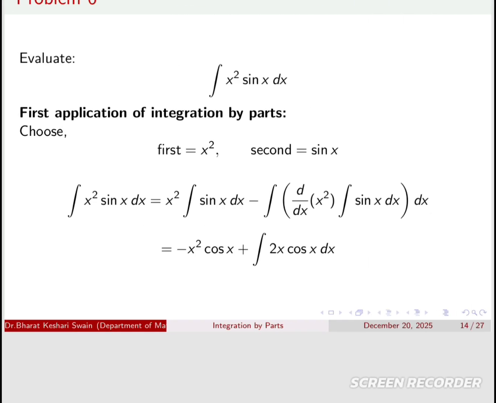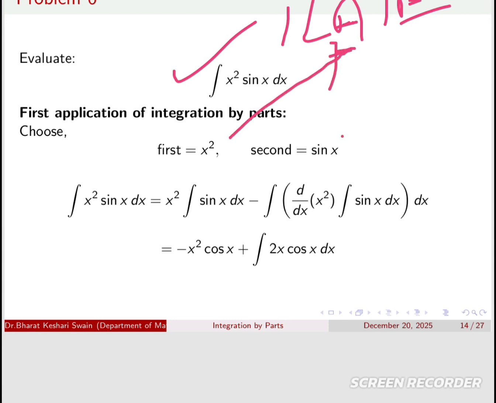Next, another example is problem number 6, that is integration of x square sin x dx. So according to the Eilert rule, what is your first and second function? Choose yourself. Everyone, choose yourself. What is your first function and what is your second function? According to the rule, first comes algebraic, because x square is algebraic and sin x is trigonometric. Therefore, algebraic will be the first function, that means x square is first, second is the trigonometric function.